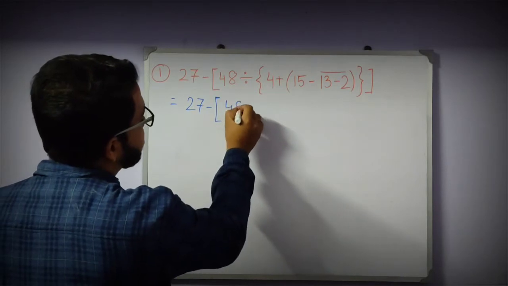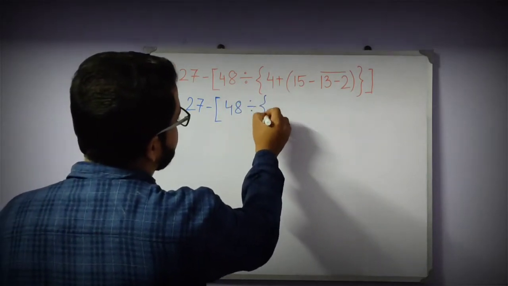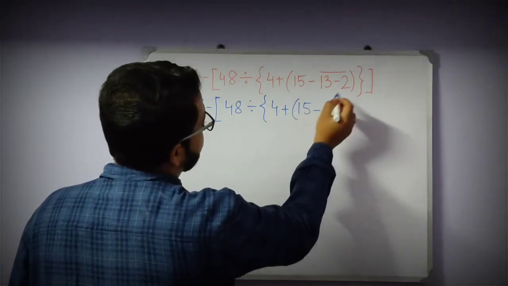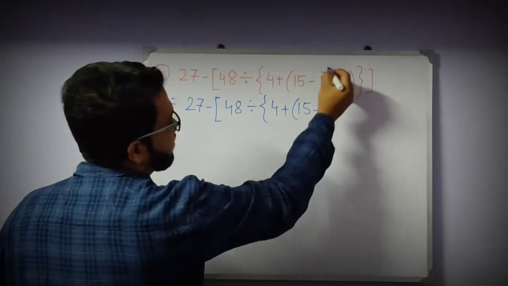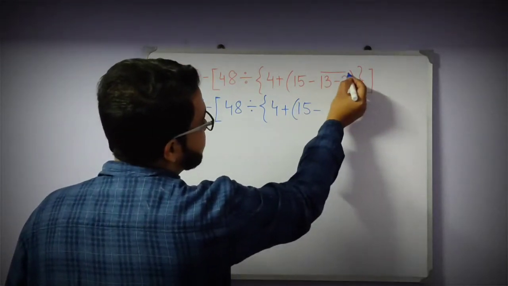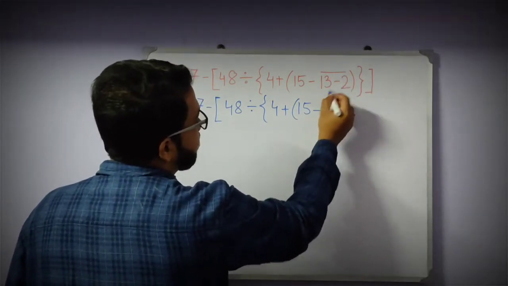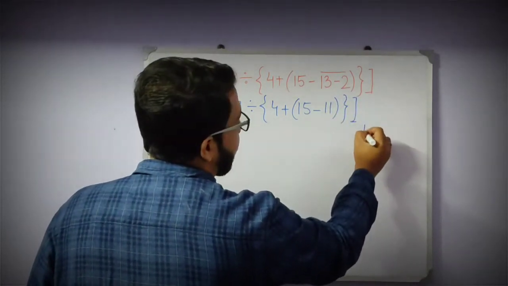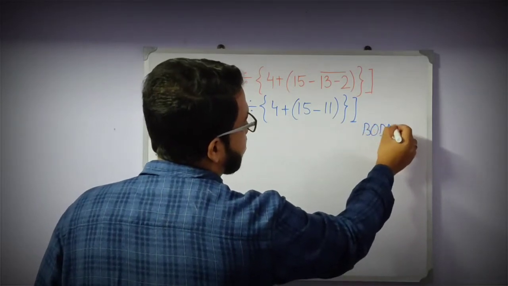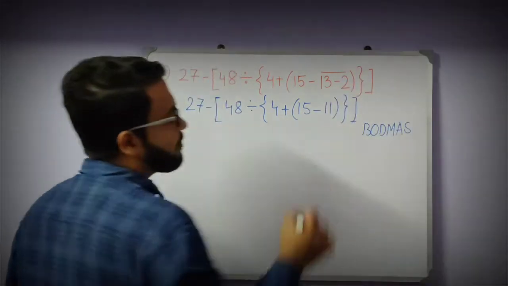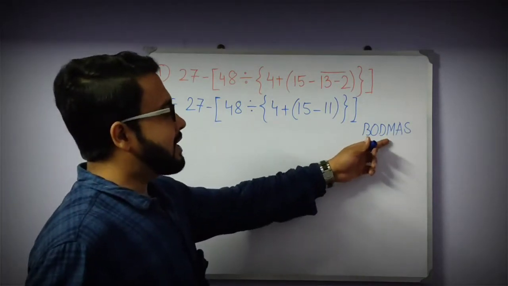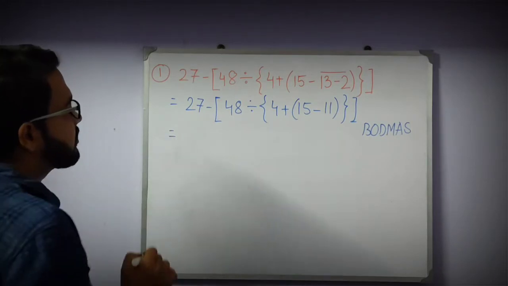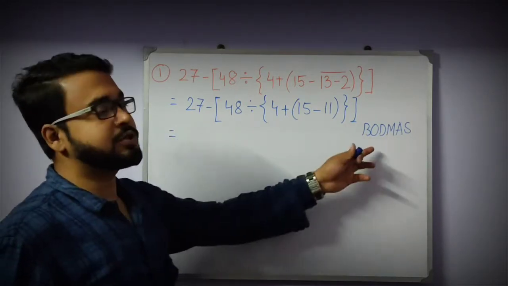We have to follow the Bodmas rule. This portion comes first, 13 minus 2, and there is a bar above them, means 11. I hope all of you know the Bodmas rule: bracket, of, division, multiplication, addition and subtraction. During simplification we have to follow this Bodmas rule.